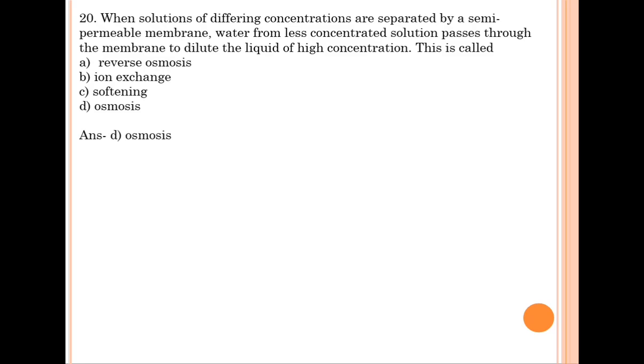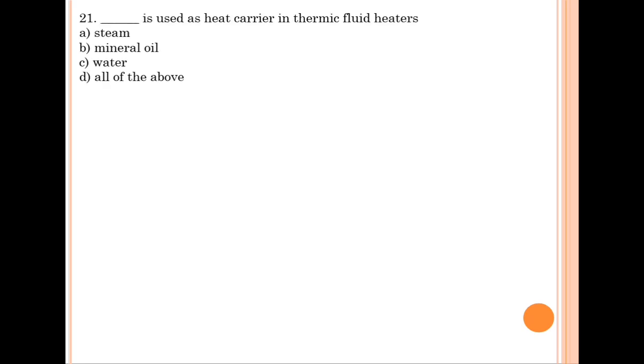When solutions of different concentration are separated by a semi-permeable membrane, water from the less concentrated solution passes through the membrane to dilute the liquid of higher concentration. This process is known as osmosis. Because in reverse osmosis, the reverse phenomenon will occur. The higher concentration liquid will flow to the lesser concentration area. Here option D is the right answer.